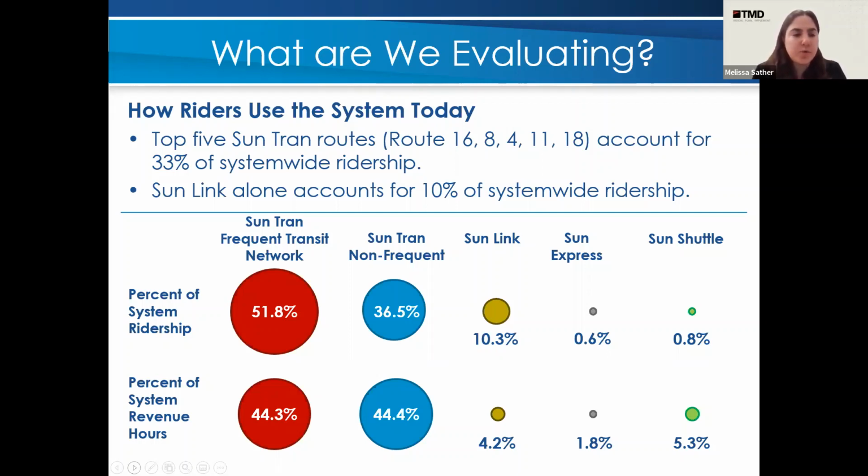The chart at the bottom shows the percent of system ridership carried by each type of service compared to the percent of the system revenue hours. The SunTran frequent transit network, routes operating every 20 minutes or better all day, carries almost 52% of riders on a daily basis, but only uses 44% of the system hours, which means more passengers are being carried per hour invested. This is a higher performing service. There's a positive return on investment. Whereas with the non-frequent routes, you're carrying 37% of the riders, but using 44% of the resources.